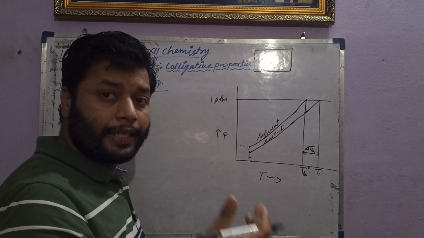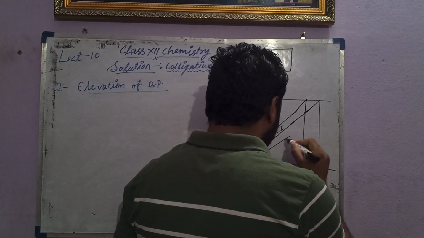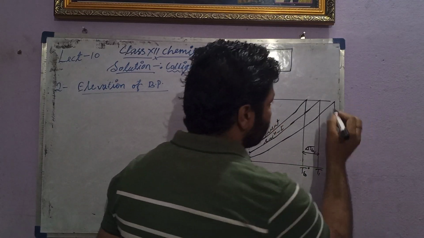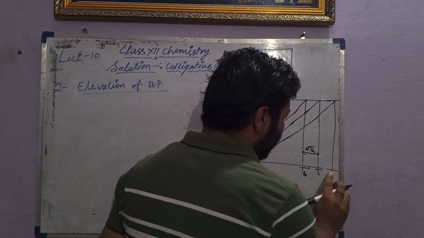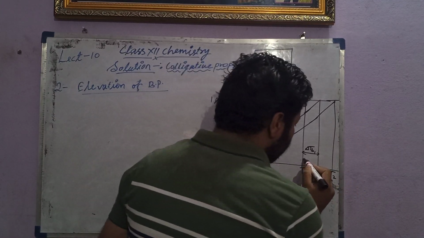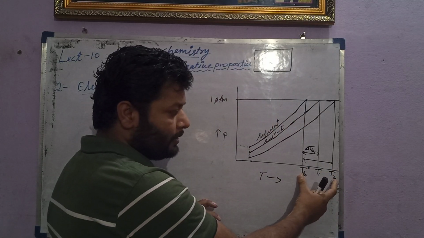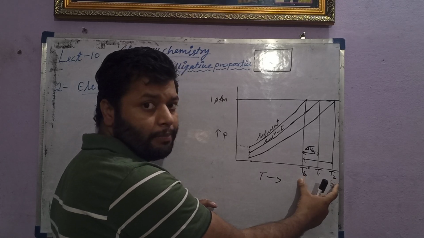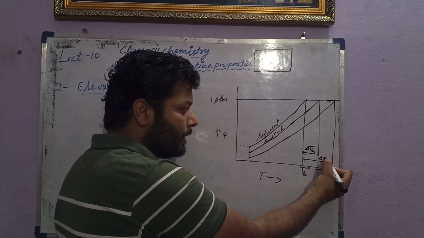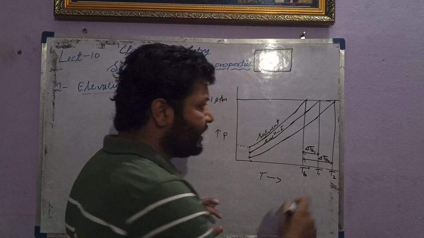And when vapor pressure again decreases, this will need more temperature to equalize the outer atmosphere. So this is temperature T2, and this is called elevation of boiling point. This much elevation is there: delta TB1, and this will be delta TB2. So I am taking two different conditions.